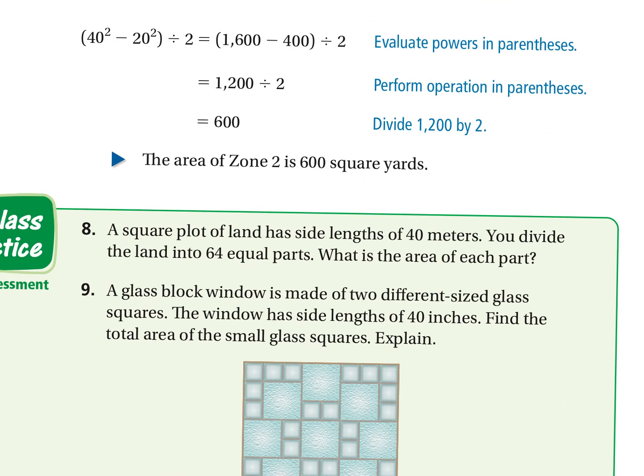All right, let's look at the 2 questions. I think you have just 2 left, 8 and 9. It says a square plot of land has side lengths of 40 meters. You divide the land into 64 equal parts. What is the area of each part? So you've got a square plot of land with side lengths of 40 meters.